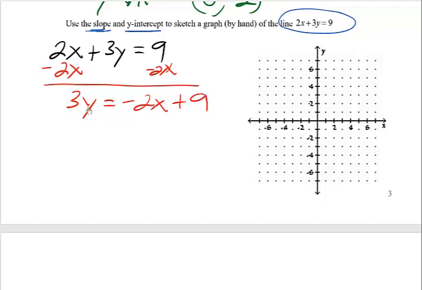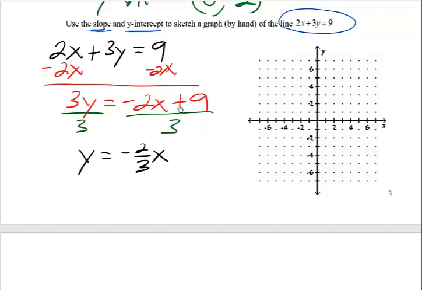And let's see, the y is almost by itself. If I just divide both sides by 3, I think I'll have it. The left is now just y. On the right, I'll go ahead and distribute this 3 into both parts here. So negative 2 divided by 3, that doesn't go in evenly. That just gives me negative 2/3 with my x.